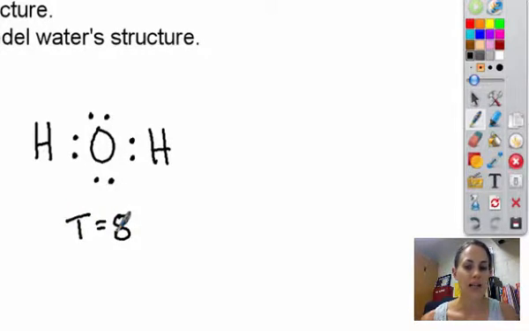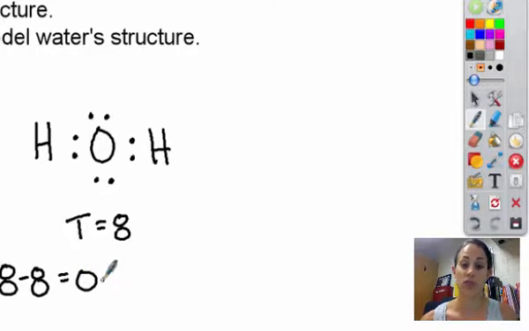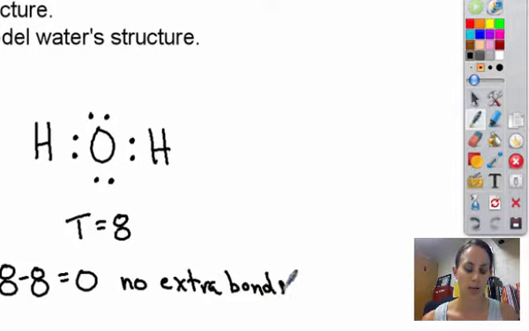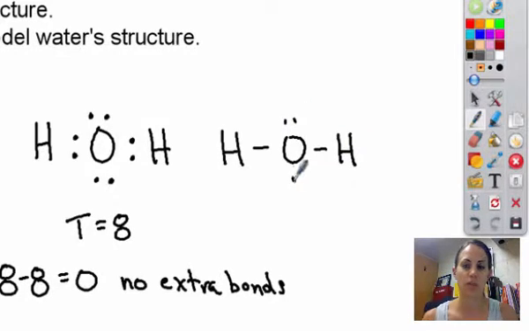Next, we subtract T minus V to determine if we need to make double or triple bonds. 8 minus 8 equals 0, so our structure is good as is. Remember that Lewis structures are two-dimensional representations and do not tell us anything about the shape. We can redraw this molecule using sticks and lines instead of the double shared pair in between there. So that's our final Lewis structure.